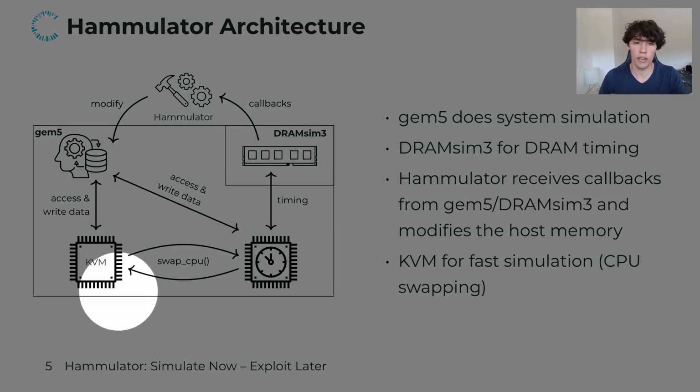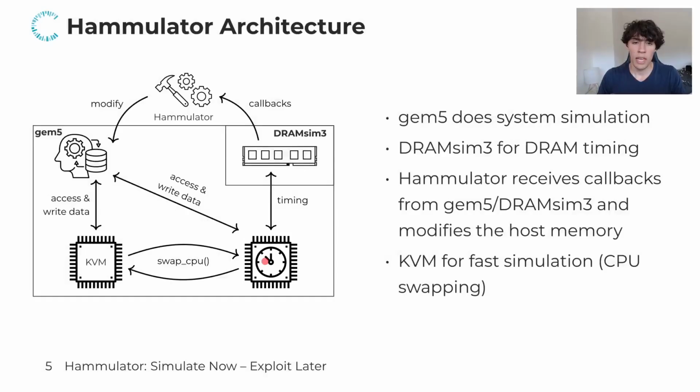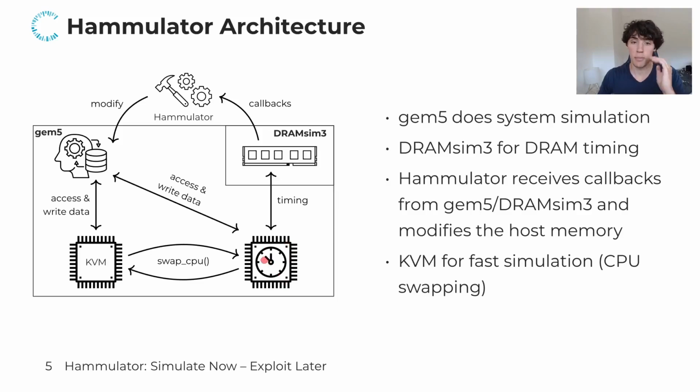As I said before, we have multiple CPUs in GEM5. For example, we have this KVM model here that's really fast since it uses the Linux kernel, and we have this timing CPU here, which is kind of slow because it does timing. But both these CPUs just access and write the data in GEM5 host memory. And we can swap these two out with this swap CPU function. Just think of it as just a library function where you essentially just call that, and then GEM5 does the CPU switching for you.